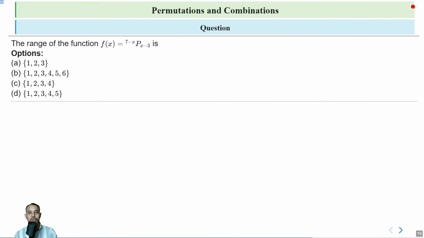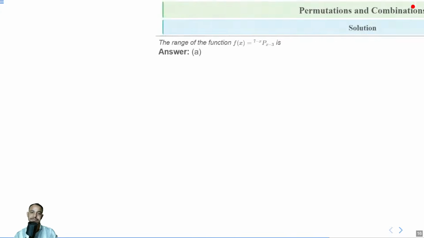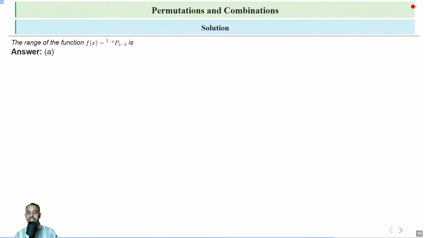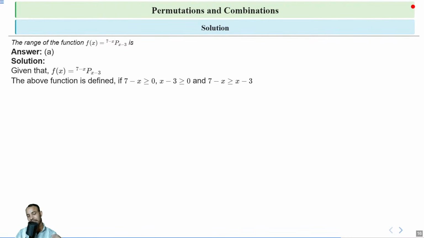Good. So let's see the solution. Our correct answer is option A. Let's start the solution. We are given that f of x equals 7 minus x P x minus 3. Okay, and the above function is defined if 7 minus x is greater than or equal to 0 and x minus 3 is greater than or equal to 0, and 7 minus x should be greater than or equal to x minus 3.